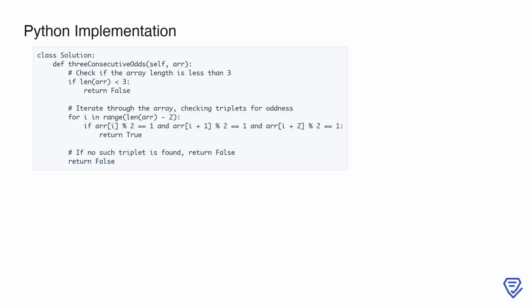If the loop completes without finding any such triplet, the method concludes that no 3 consecutive odd numbers exist in the array and returns false. The algorithm runs in O(n) time, where n is the length of the array, as it involves a single pass through the array. The space complexity is O(1), as no additional data structures are used. This makes the solution efficient and well suited for the problem constraints.